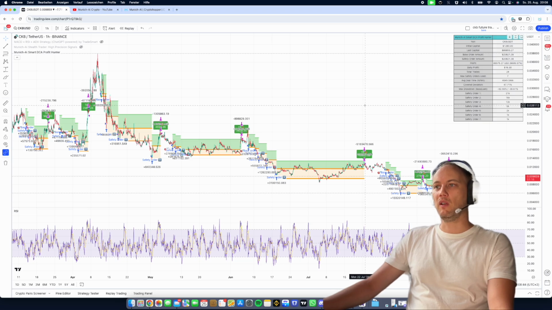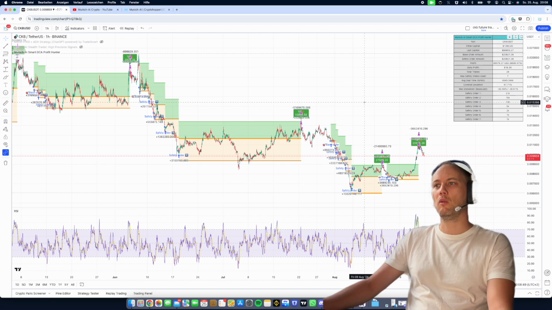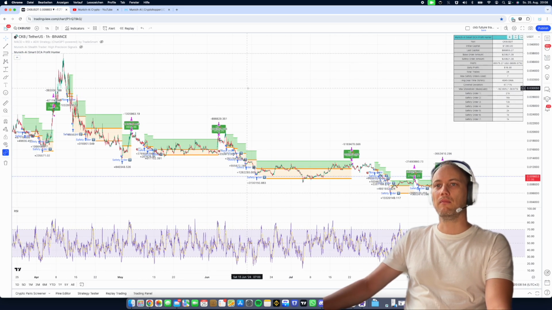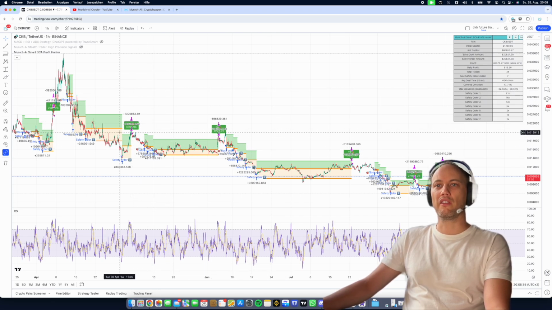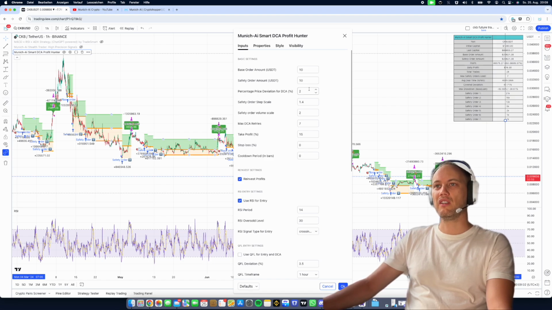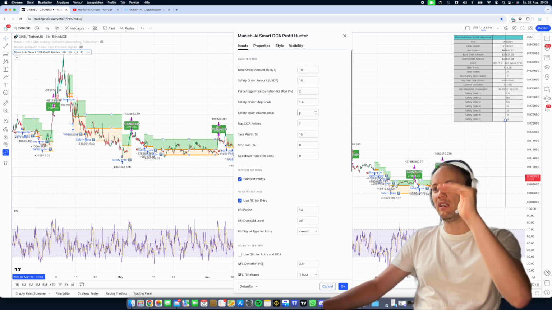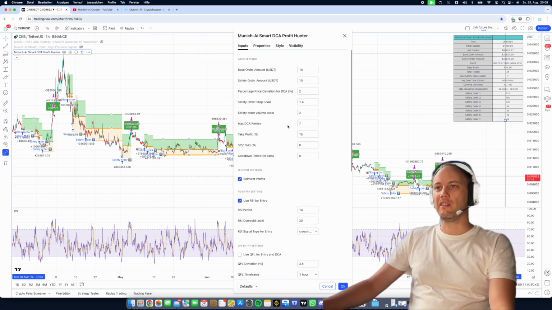But also I want to quickly show you the efficiency of this strategy combined with the RSI sell indicator and the efficiency of the safety orders as well. So in this strategy, I'm using 10-10 as we started, and we have a price deviation of 2, safety order step scale 1.4, and volume scale 2. So that means with every safety order we double the amount. Therefore we get the average price down much better, and we have max DCA retries of 7.